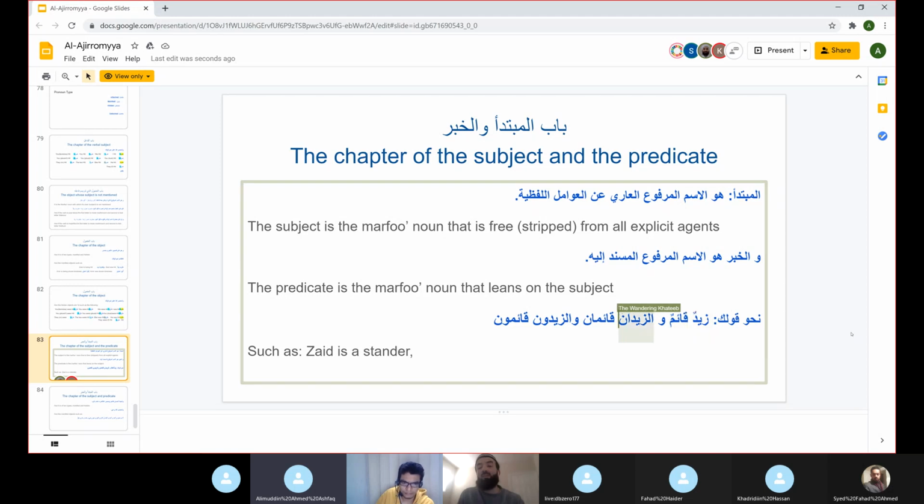Zaydani here is, what does Alif indicate here? Dual. Qa'imani here, Alif again, dual. Zayduna, what does Waw indicate? Plurality, right? Plural. Exactly. Qa'imun here as well is plural. So the second example is the two Zaids.